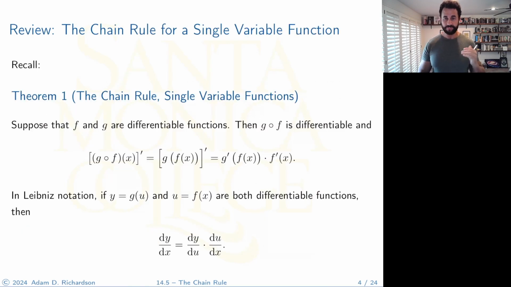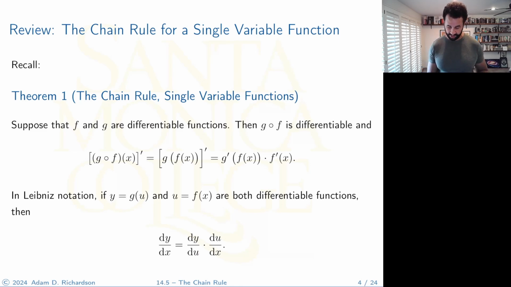Okay, so let's go back to Calculus 1 again for a minute. I know I say that a lot in this class. Let's go back to Calc 1 for a minute. The chain rule for a single variable function basically had this form. If f and g are differentiable functions, then so is their composition. And the way that you compute the derivative is you take the derivative of the outside function with the inside function left alone, times the derivative of the inside function: g prime of f, with f left alone, times f prime of x.